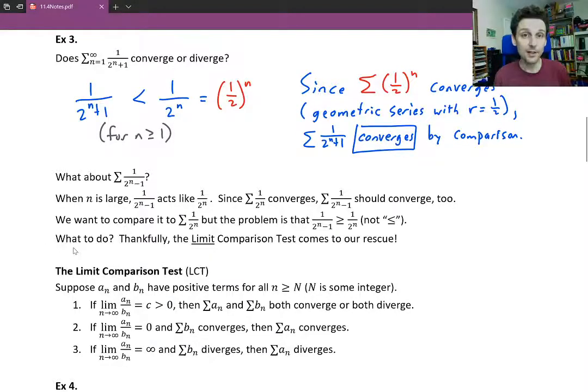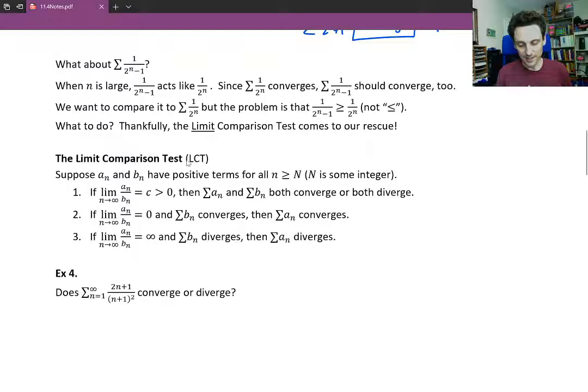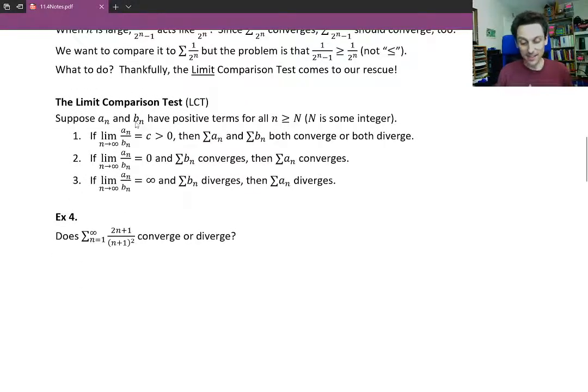So what to do? Thankfully, we have the limit comparison test to come to the rescue. The limit comparison test, which is abbreviated LCT, whoops, I just crossed it out. Apparently that does not highlight. It says this: suppose you have a sub n and b sub n are positive terms eventually, so for some little n bigger than or equal to big N.